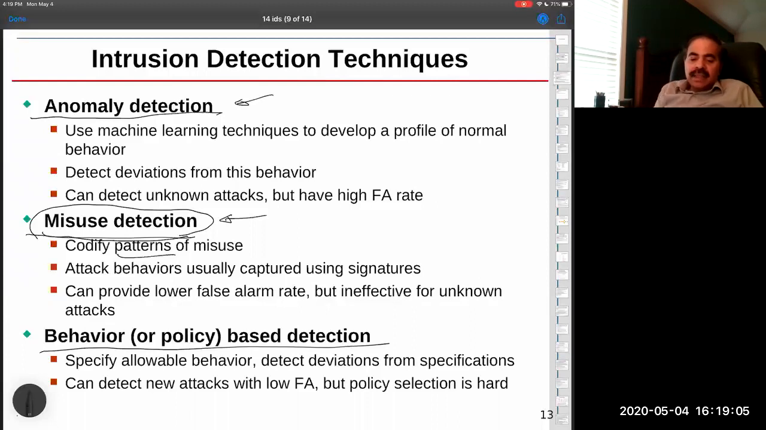So the advantages and disadvantages of anomaly detection are complementary with misuse detection, right? Because you are going to flag anything unusual as an attack, that makes it possible for you to detect unknown attacks that you've never seen before, right? At the same time, you may have a high false alarm rate because any behavior that you haven't trained on can potentially be flagged as an attack.